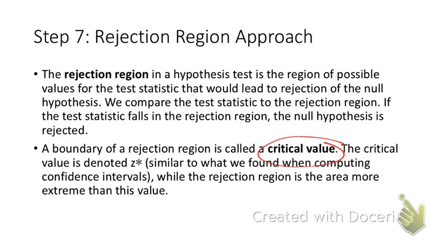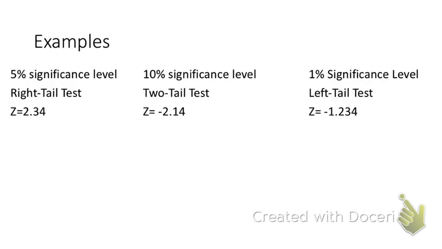So I think on your MyMathLab, you actually had to calculate the critical value, but we're going to do that more today. It was like the inverse normal. Yes. So the critical value is like your boundary for your rejection region or not. And so the best way to explain it is by doing some examples.